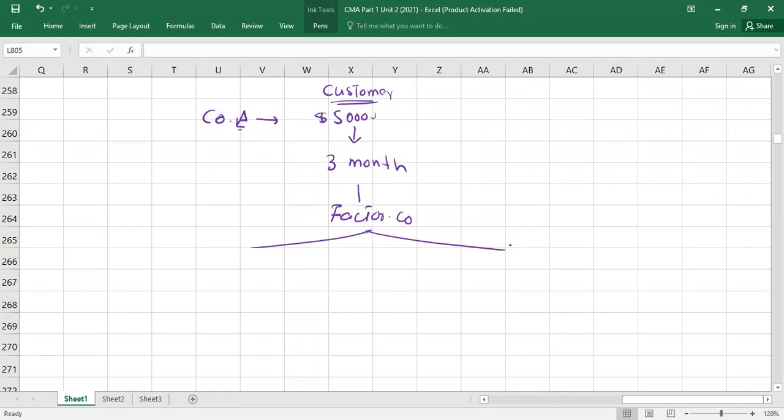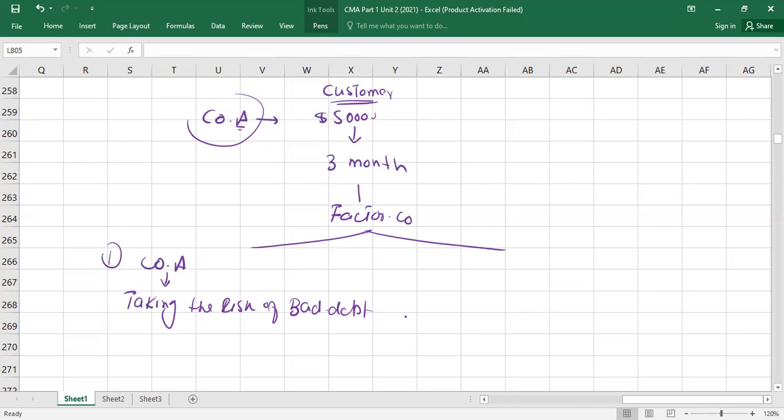So he has two doubts in his mind. Doubt number one: in case of bad debts, if the customer will not pay, who will return this money? Now, as company A, we might have two promises with them. Promise number one: as company A, we are taking the responsibility of bad debts. We are taking the risk of bad debt. Risk of bad debt means to say what? If the customer will not pay, company A will return the money of the factor company. Right or wrong? It means bad debt risk is with the company.